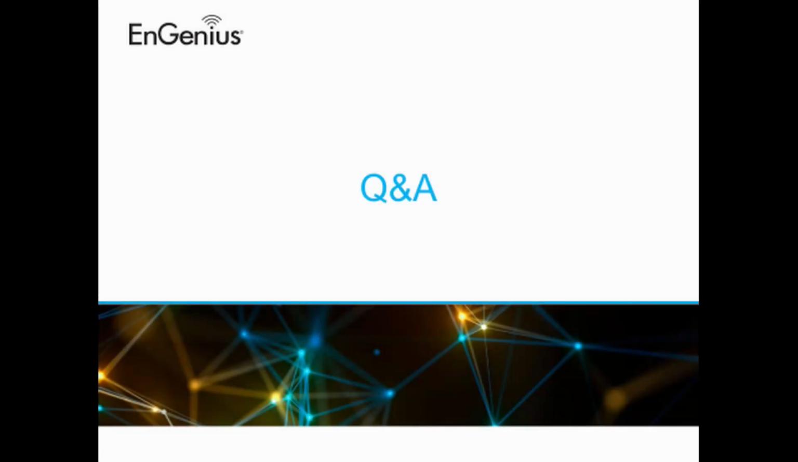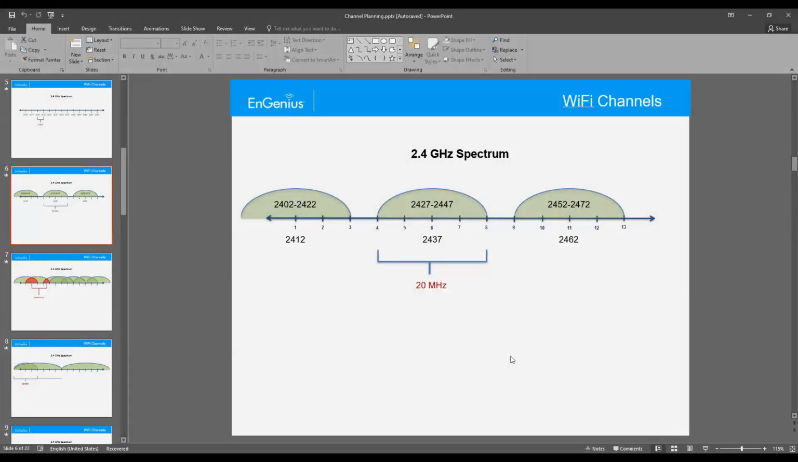Okay, another question is normally we set channel 1, 6, and 11 for 2.4. What happens when you set it to 2, 7, and 12? Okay, let me go back to my other slide. Okay, let me show you this instead. So the question was, what happens if I set my spectrum to 2, 7, and 12? Would there be an issue?